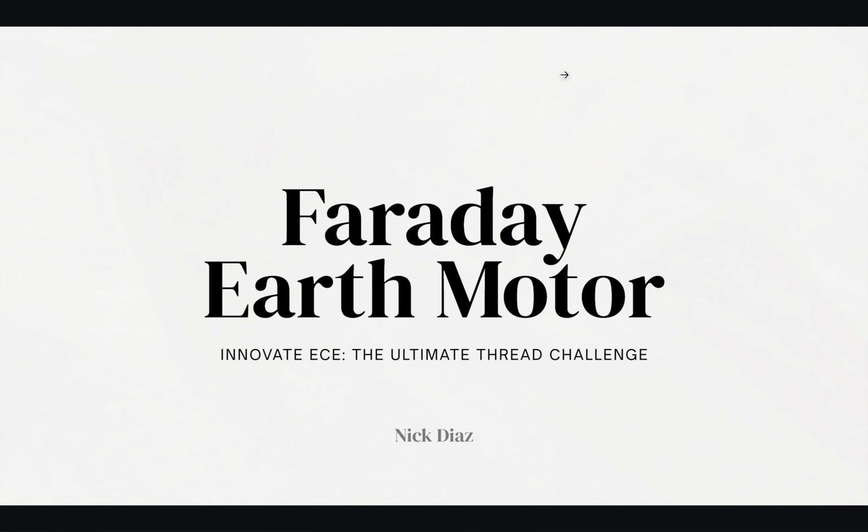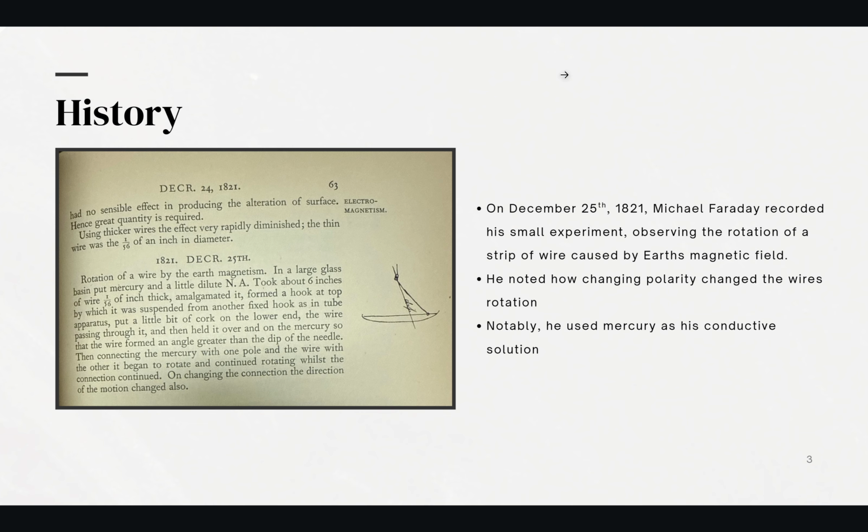My Faraday Earth Motor demonstration video for the Innovate ECE Ultimate Thread Challenge. I want to start off a little bit with the history on electrical engineering and why I chose this experiment in the first place. On December 25th, 1821, Michael Faraday, the inventor of the first electric motor, recorded a small experiment observing the rotation of a strip of wire caused by Earth's magnetic field.